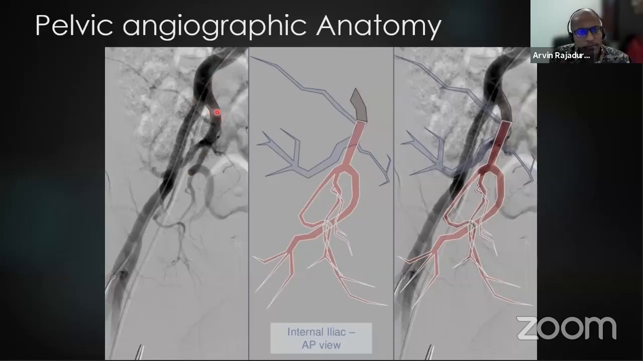All right. So the puncture is usually at the common femoral or the superficial femoral. So you can see the femoral head over here. All right. So that's the angiogram that we do, and you can see. I'm going to show you the detailed anatomy.